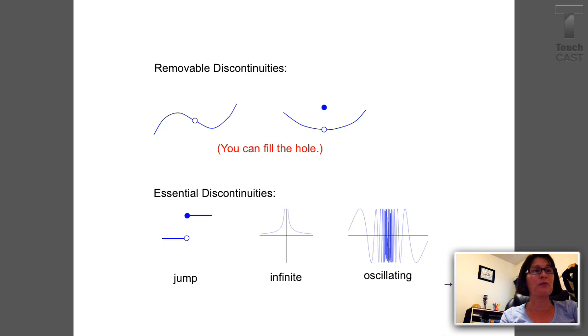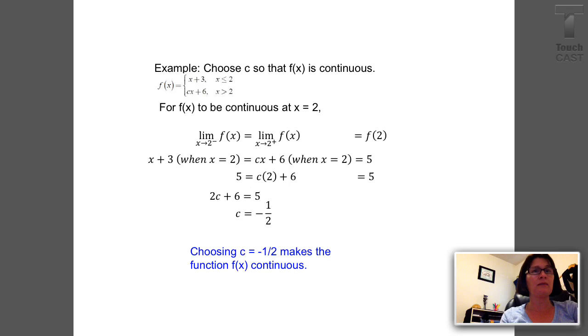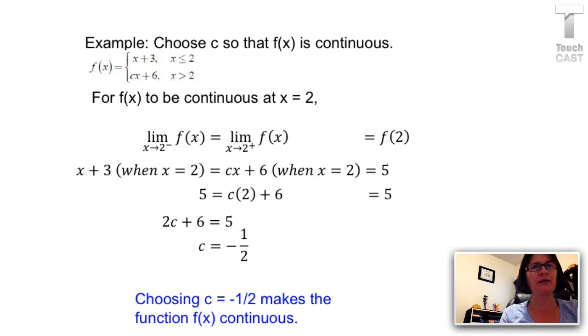This is an example from your paper. We want to choose c so that this function f(x) is continuous. So f(x) is a piecewise function: x + 3 as x approaches 2 from the left, so that's for all x less than or equal to 2, and cx + 6 for x greater than 2.